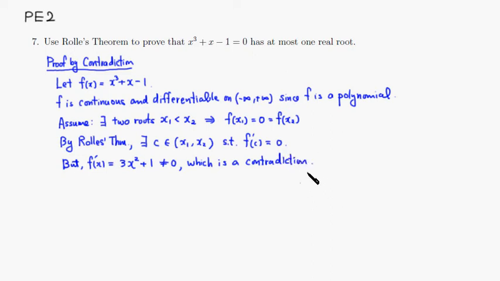So what was wrong? What was wrong was that we assumed that there are two roots. Then we get in trouble. So there cannot be more than one root. Hence, there is at most one real root, because otherwise we're going to get in trouble again. All right, that's it. I hope that this was clear.